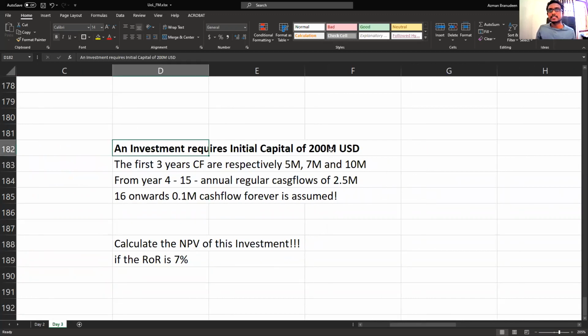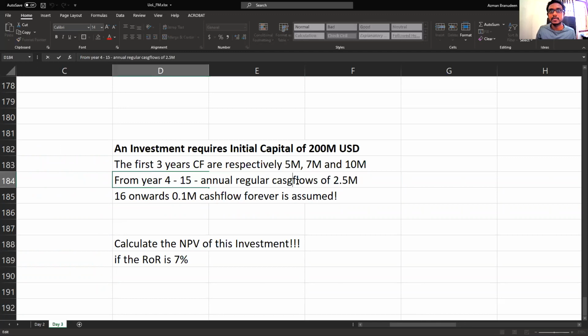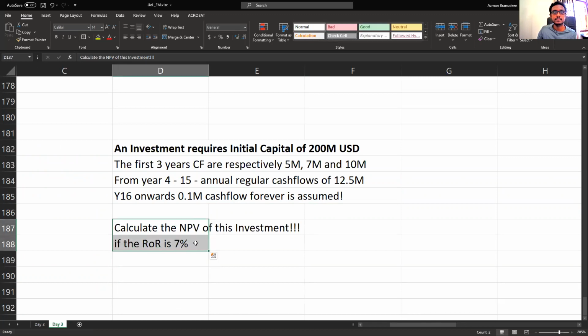An investment requires capital of 200 million. First 3 years, 5 million, 7 million, and 10 million. Years 4 to 15, let's make it annual regular cash flows. No, I'll make this 12.5. Year 16 onwards, 0.1 million cash flow forever is assumed. Calculate the NPV of this investment at 7%.